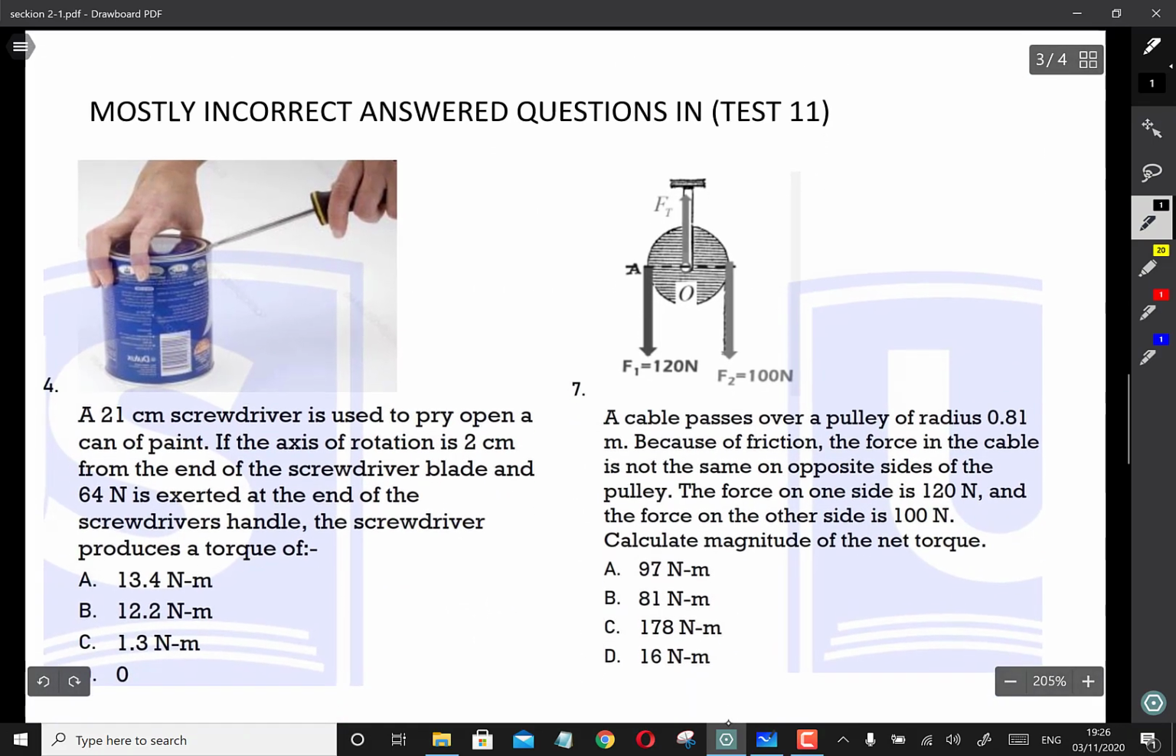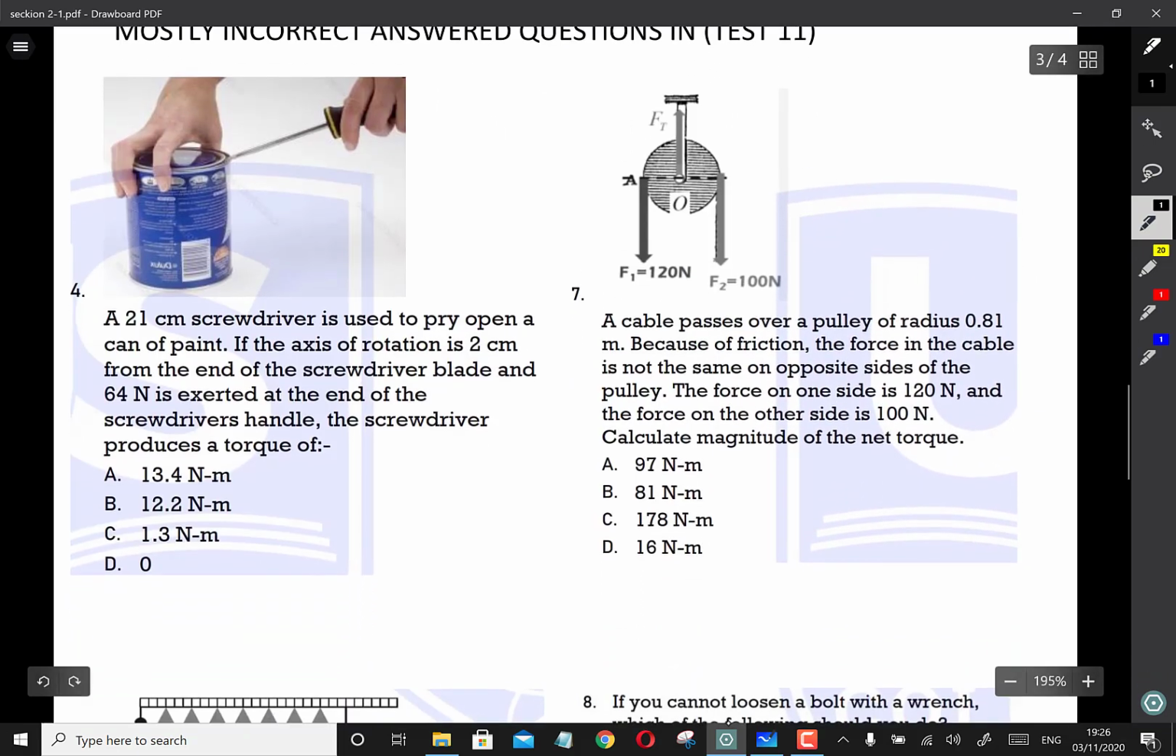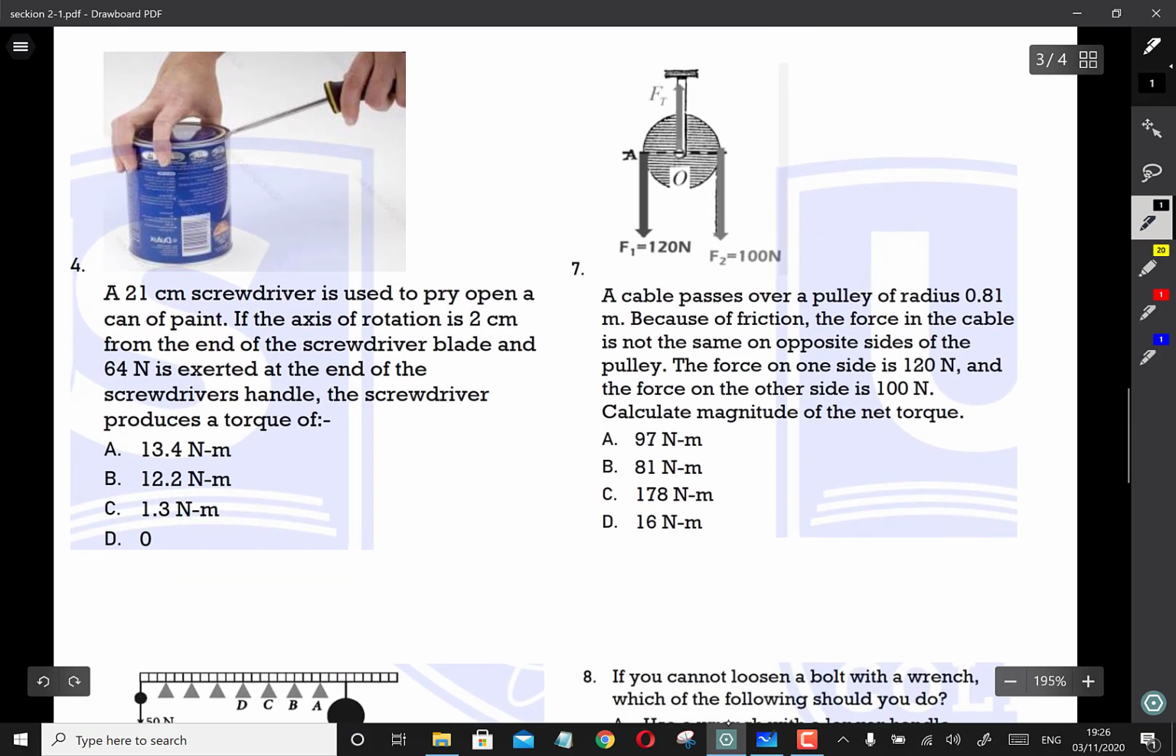And in test 11, the mostly incorrect question is question number 4, because most probably you couldn't imagine the question. Normally it's a chapter rule question, and if you did the chapter questions, you could see it. A 21 centimeter screwdriver is used to pry open a can of paint. If the axis of rotation is 2 centimeters from the end of the screwdriver blade and 64 Newton is exerted at the end of the screwdriver handle, the screwdriver produces a torque of how much?